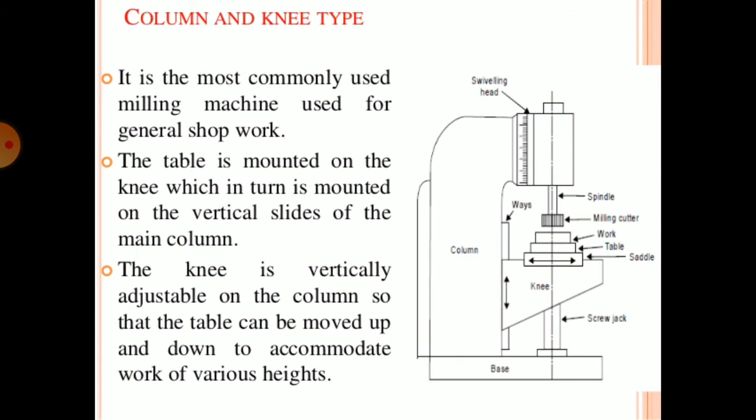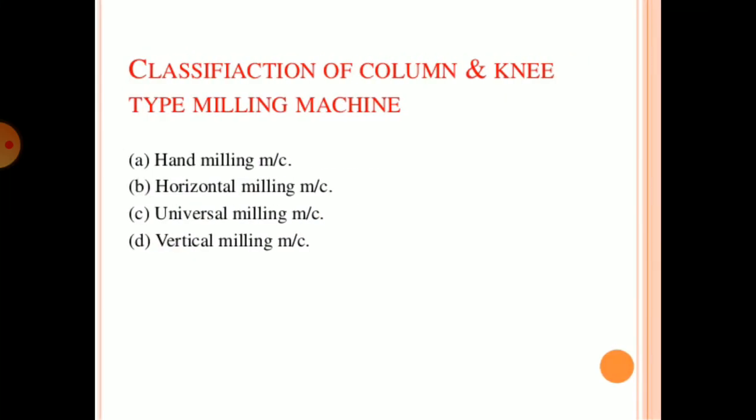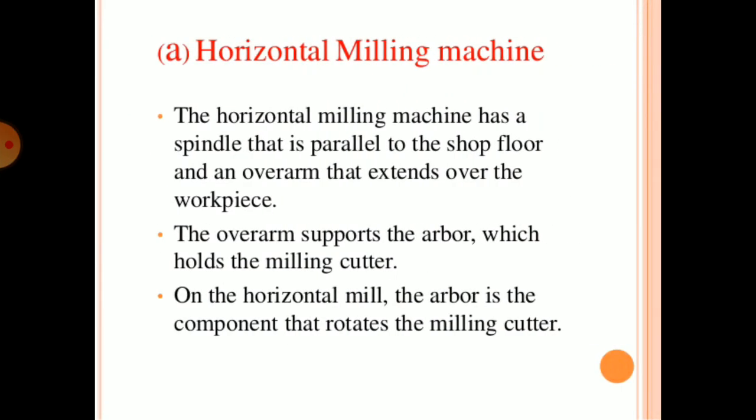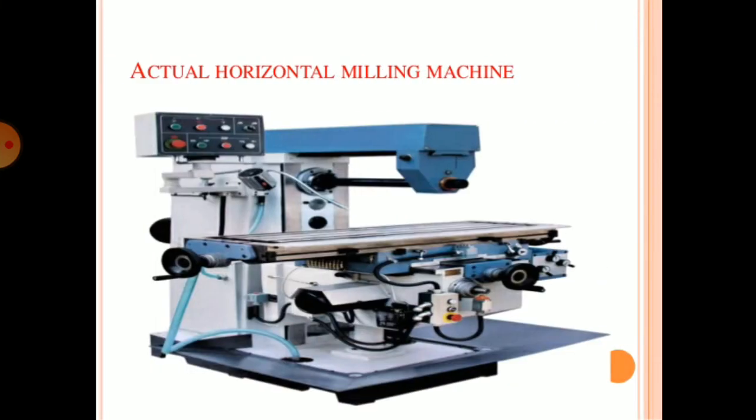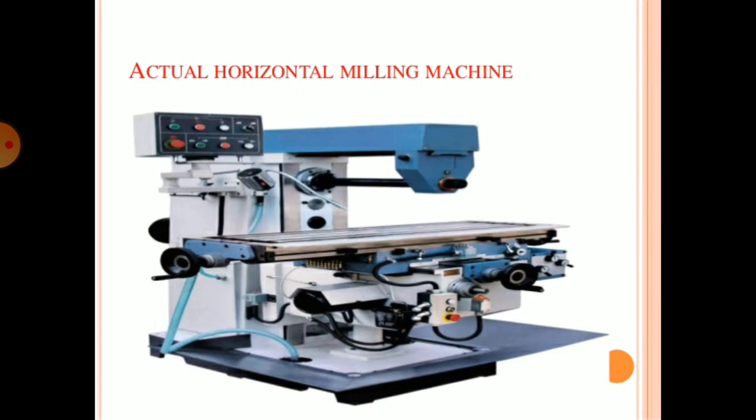This is the column and knee type. It is the most commonly used milling machine used for the general shop work. Classification of column and knee type milling machine are: hand milling machine, horizontal milling machine, universal milling machine, and vertical milling machine. A horizontal milling machine has a spindle that is parallel to the shop floor and an overarm that extends over the workpiece. This is its view. Actual horizontal milling machine.